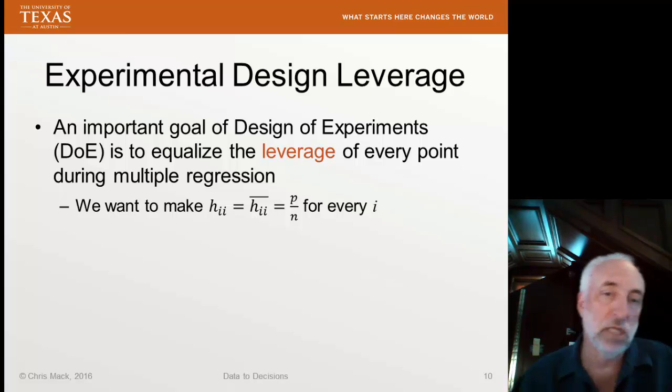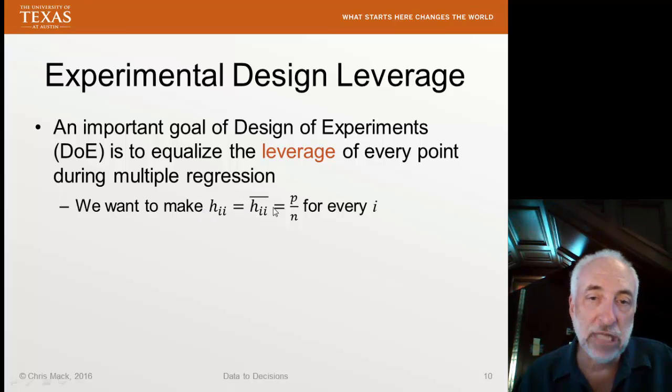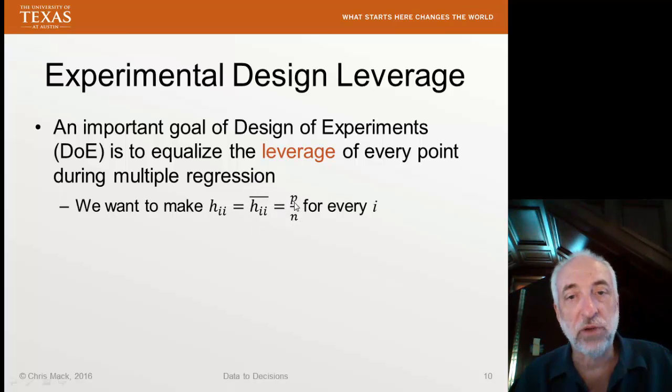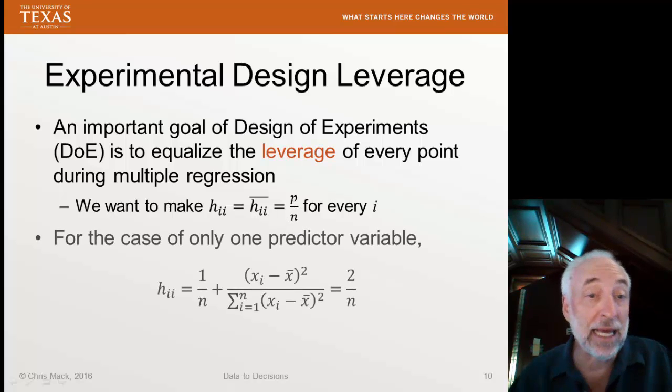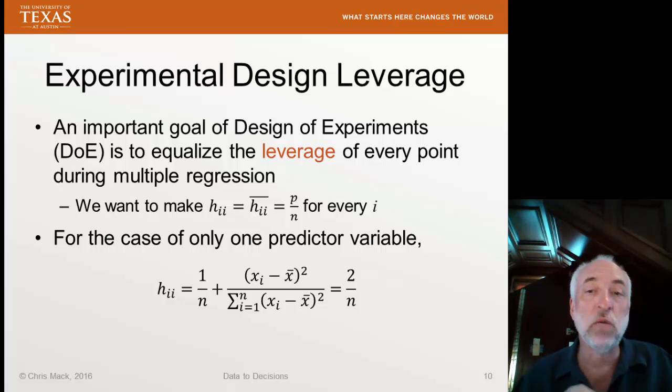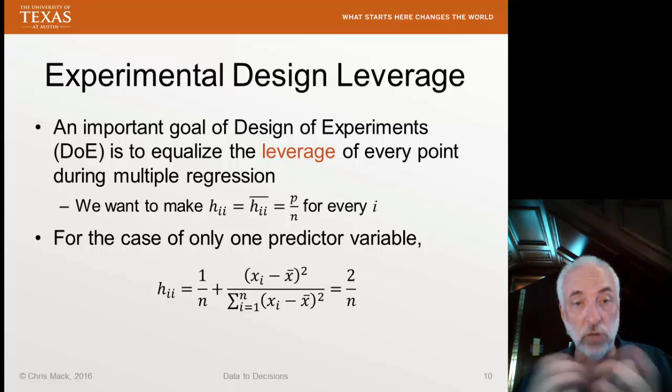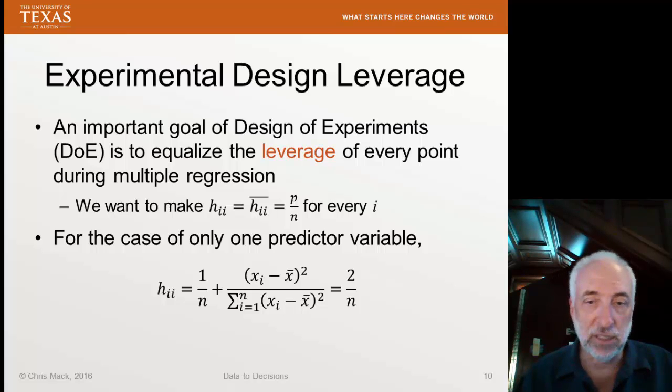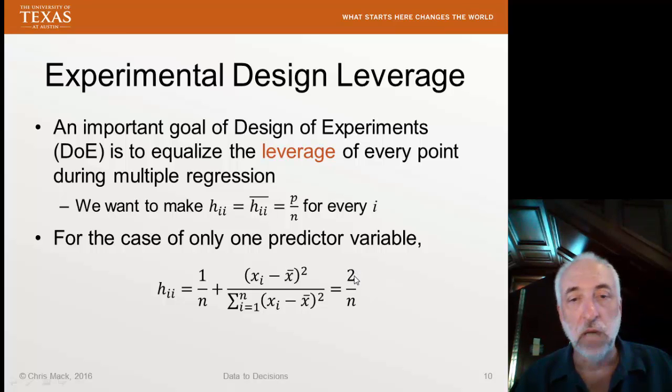Well, how could we do that? One goal of experimental design is to make the leverage of a specific point equal to the average leverage of all the points. We know the average leverage is p over n, where p is the number of parameters in the model, n is the number of data points. Let's take the simple case, the case of only one predictor variable. If I have only one predictor variable, here is the exact expression for leverage. What I want is to make that exactly equal to 2 over n, because I only have two parameters. How do I do that?